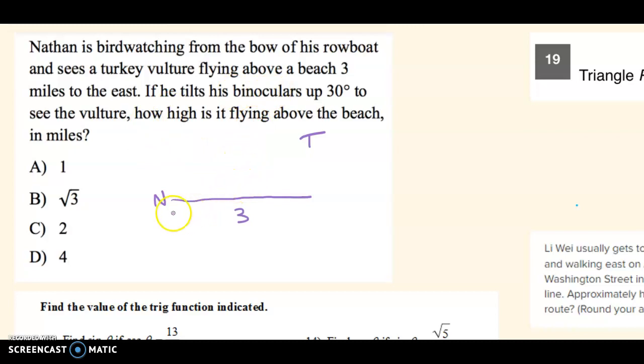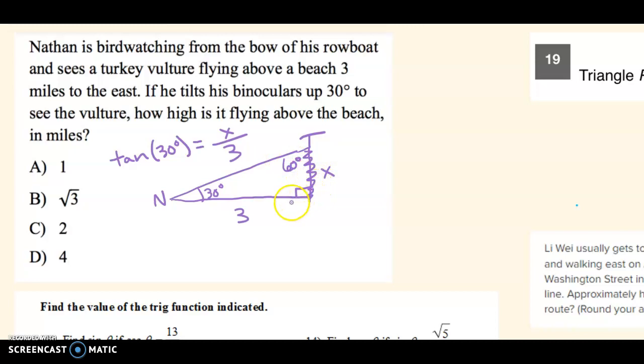If he tilts his binoculars up 30 degrees to see the vulture, the question wants to know how high this turkey vulture is flying above the beach in miles. It wants to know the length of this side of our triangle. If we have an angle and we're trying to solve for the side opposite, and it's given us the side adjacent, we are going to use tangent of 30 degrees is equal to x over 3 in order to solve this triangle.